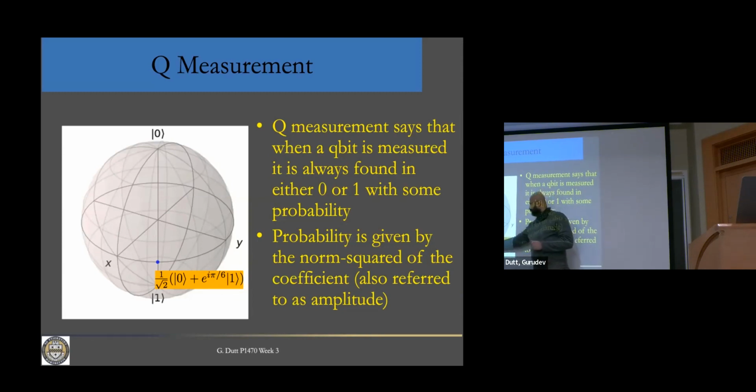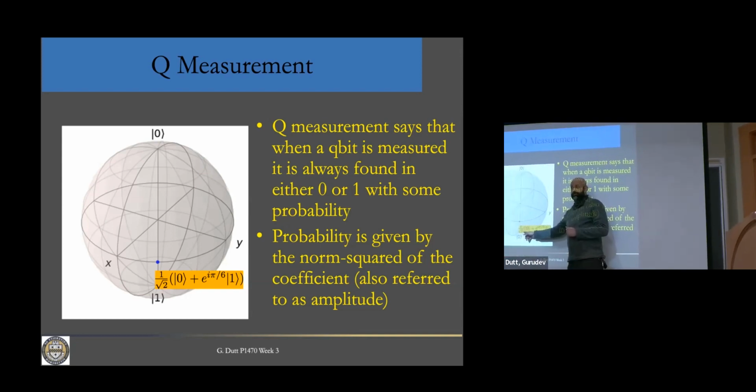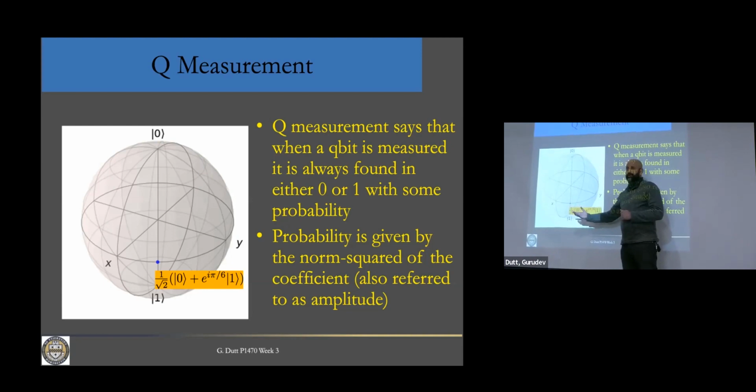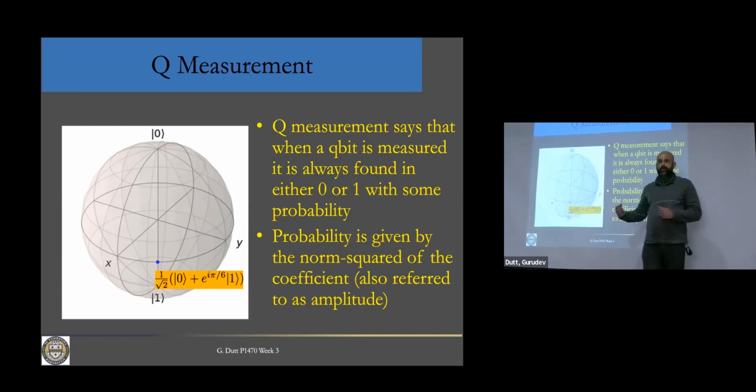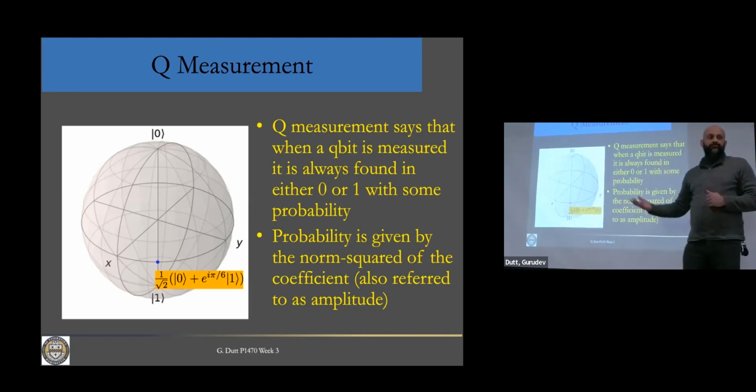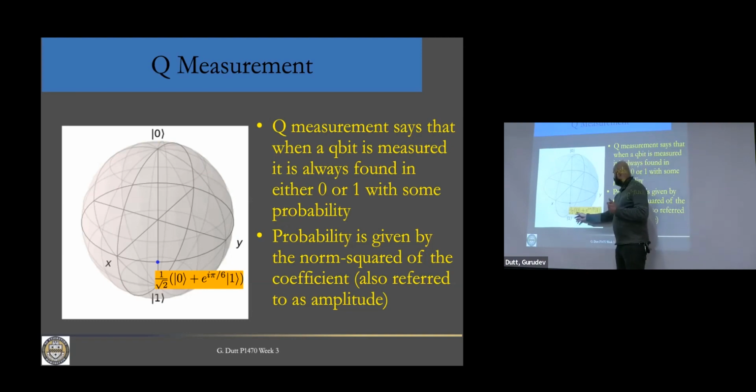So in this case, if I call this A, the coefficient in front of 0 is 1 over square root of 2. Then the norm squared of that, which we just learned about for complex numbers, well, the norm squared of a real number is just 1 over root 2 whole squared, which is 1 over 2. So the probability to find the qubit in the state 0 is half.